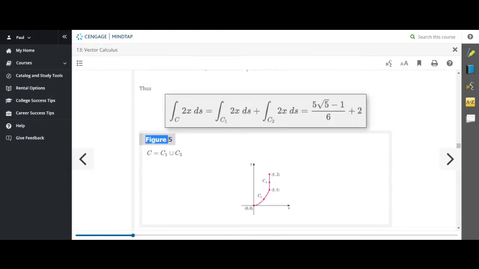So then, for the full line integral, we would just add the two line integrals up. And WebAssign wants exact answers, so that would be the answer you enter.